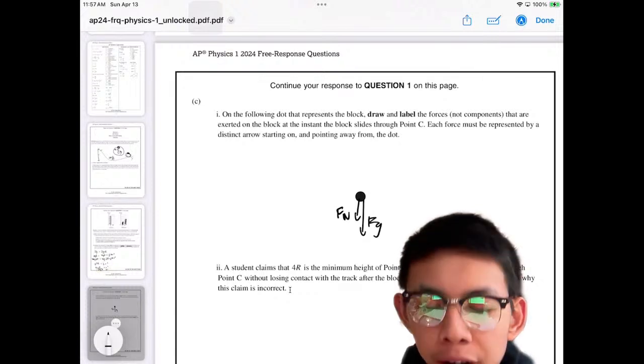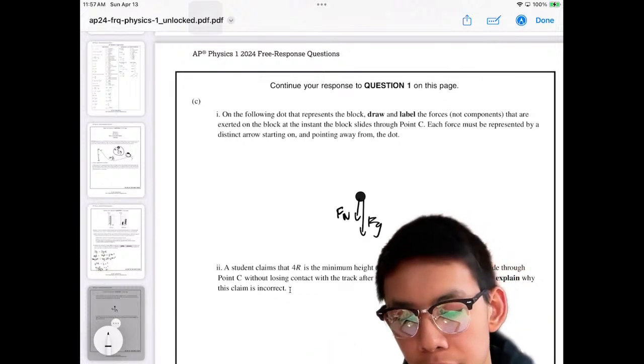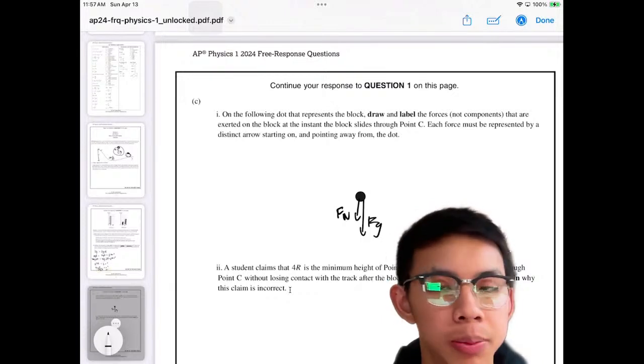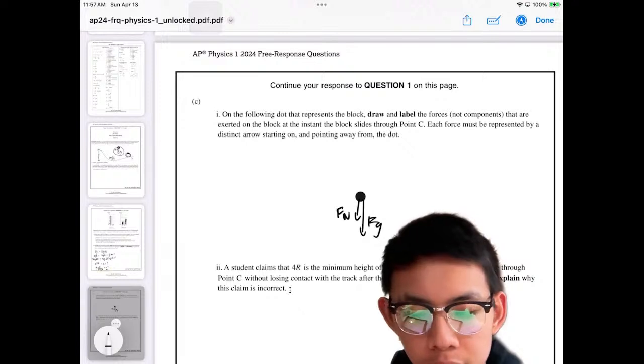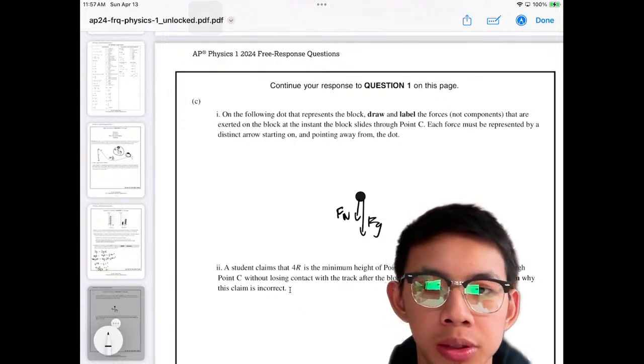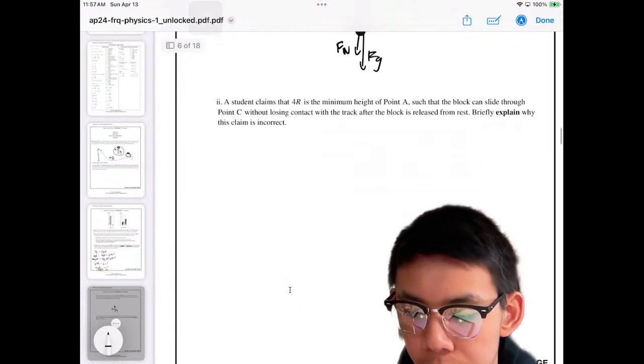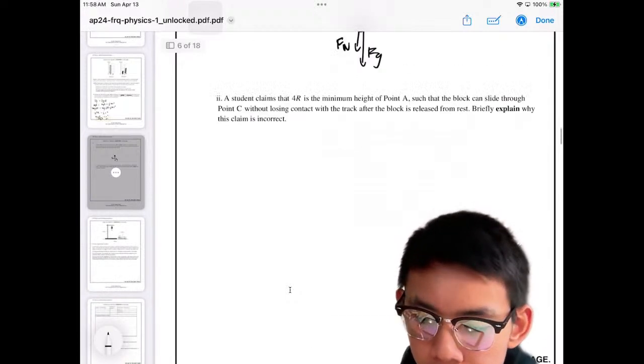Whether the FG arrow is greater than the F normal force arrow doesn't matter. They can be equal, they don't have to be equal. You really can't tell. They're just telling you to draw some arrows, really.